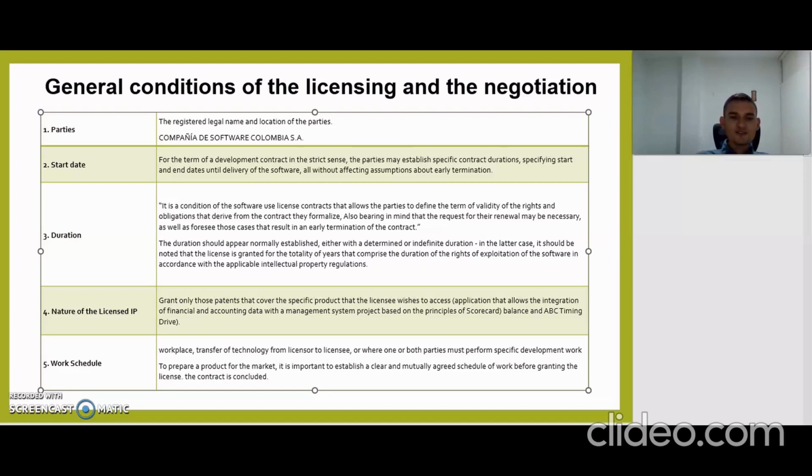The following item is the work schedule. To prepare a product for the market, it's important to establish a clear and mutually agreed schedule of work before granting the license. The contract is concluded.